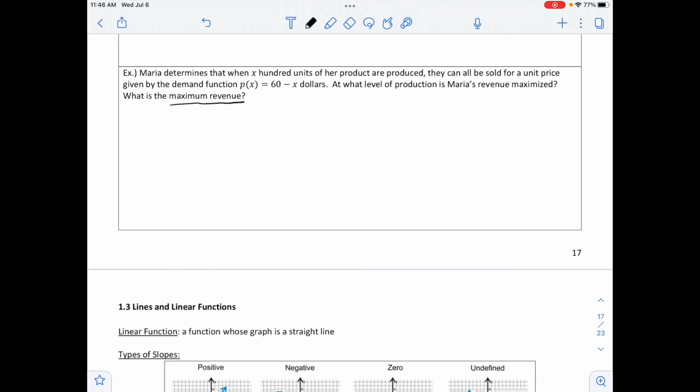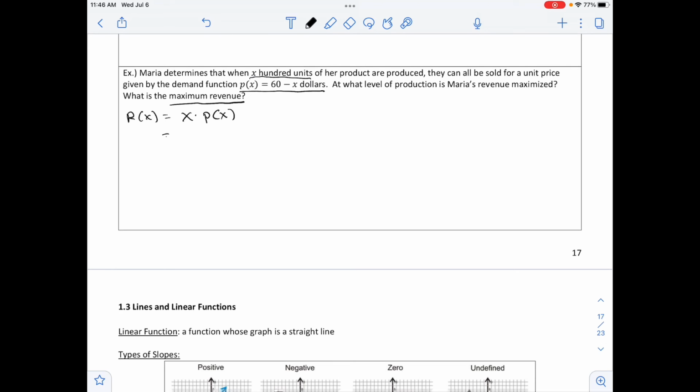And back in section 1.1, we had a formula for revenue, which is x times P(x). So that price that it's being sold at times x, which is going to be the number of units that we're selling. For this problem, we don't have a revenue function, but what we do have is our demand function, P(x), that price, which is 60 - x dollars. And we know that x is sold in hundreds of units.